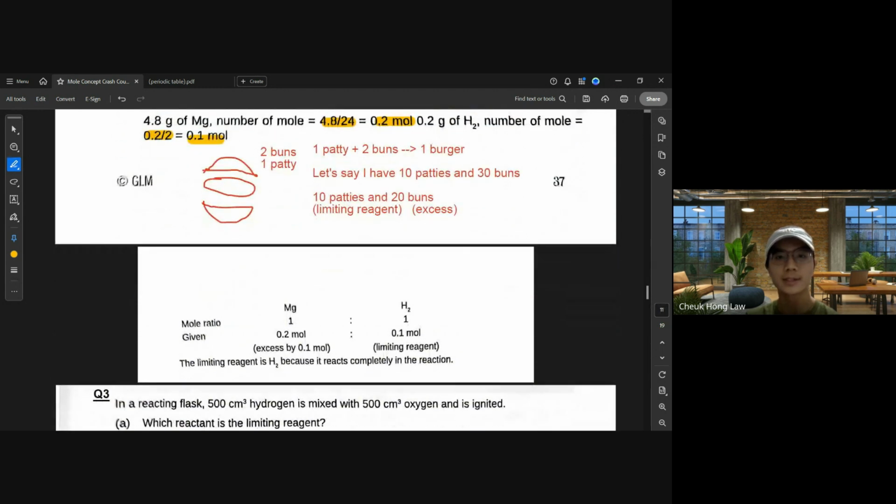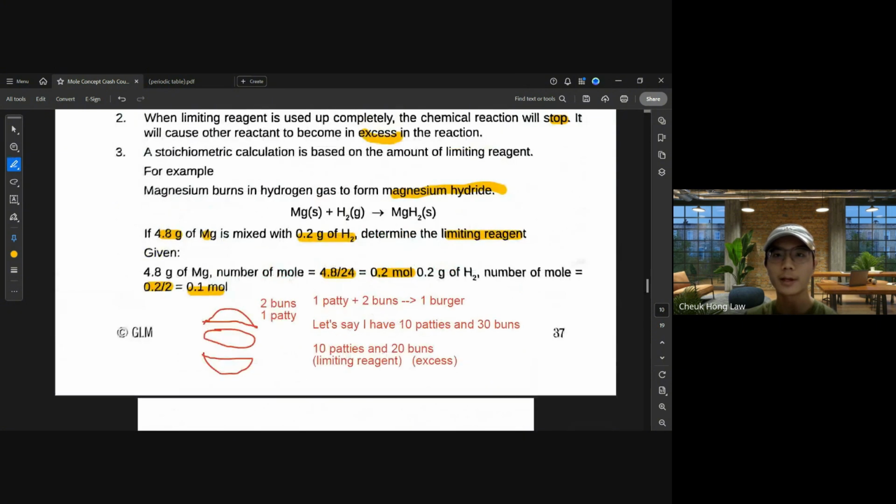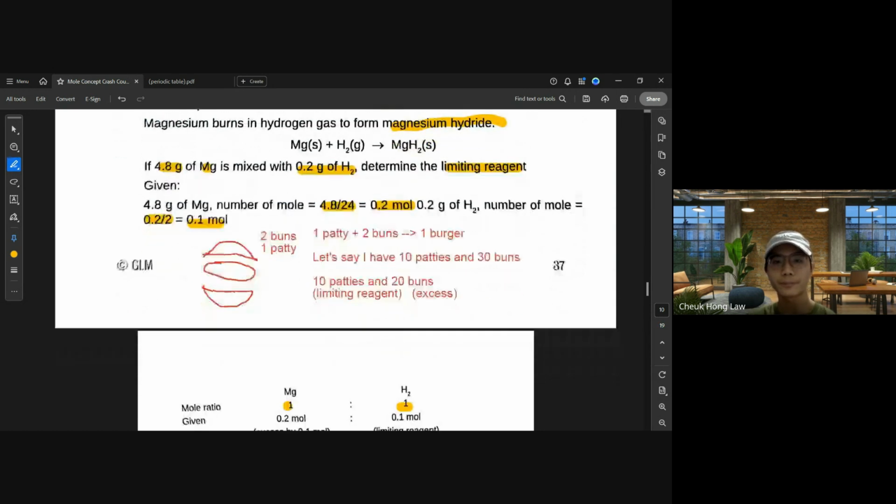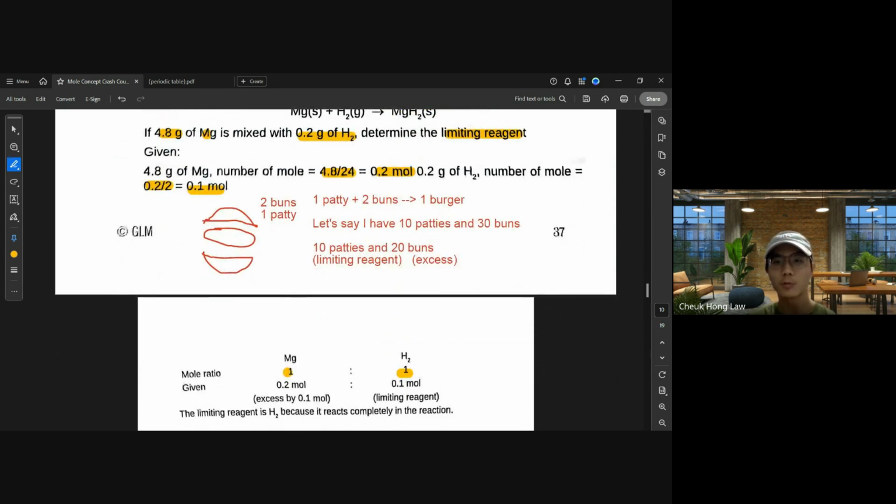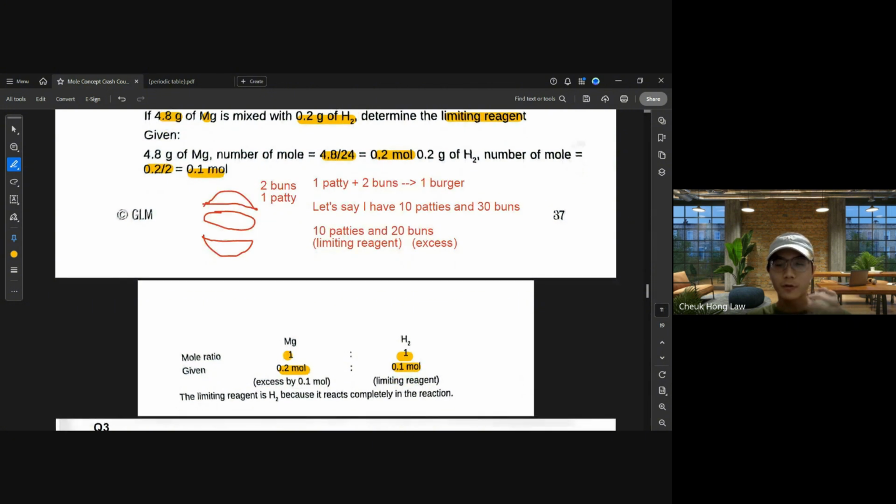So let's look at this. The mole ratio between magnesium and hydrogen is 1 to 1. If we look at the chemical equation, 1 magnesium reacts with 1 hydrogen to give me 1 mole of MgH2. So the mole ratio is 1 to 1, but what is given? What is given is 0.2 and 0.1. So from this, we can find the limiting reagent.